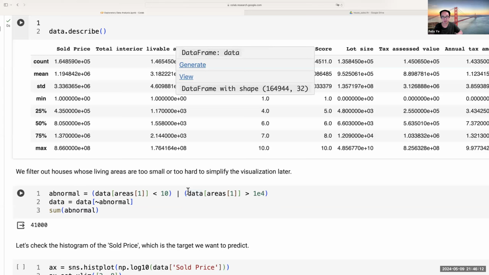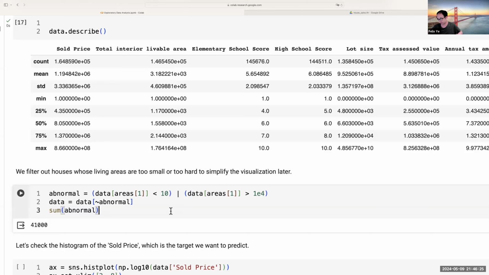What I'm going to do is, it's very likely those unreasonable values, for example, the value is way too small or way too high, could be an error. It could be that when people entered those values, it was an error. So this is totally possible. So what you actually need to do is filter out those houses whose living area is too small or too large, to simplify the visualization later.